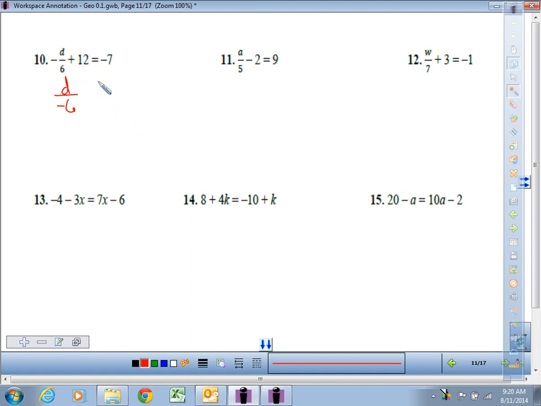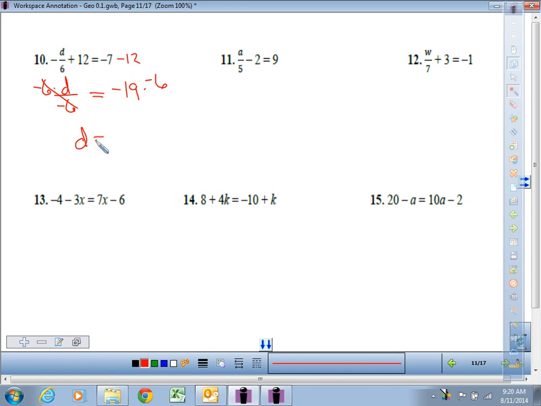I know to get rid of that plus 12, I'm going to subtract 12 over. So I'm going to have negative 7 minus 12, which would give me negative 19. To get rid of that divide by negative 6, I'm going to multiply both sides by negative 6. Now these are the baby steps that we don't necessarily need to show, but we need to keep nice, neat, and organized in our work.